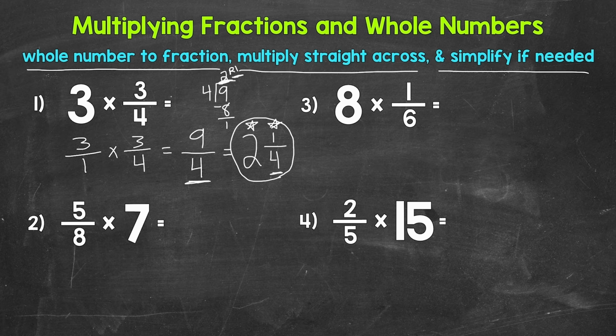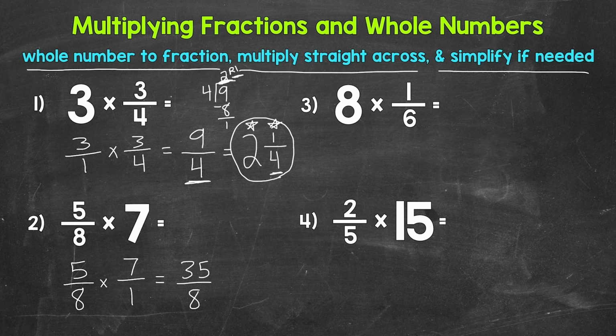Let's move on to number 2, where we have 5/8 times 7. So we need to rewrite this with our whole number in fractional form. So we put 7 over 1. Now we can multiply straight across, and we'll start with the numerators. 5 times 7 gives us 35. And for the denominators now, 8 times 1 gives us 8. So we end up with 35/8, which is an improper fraction.